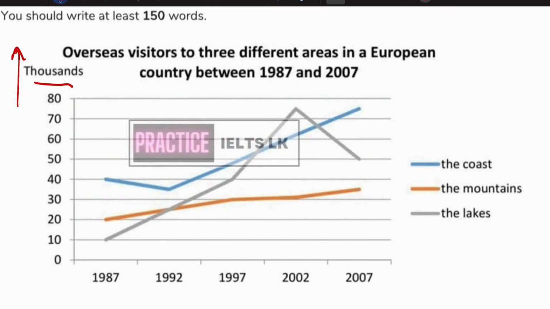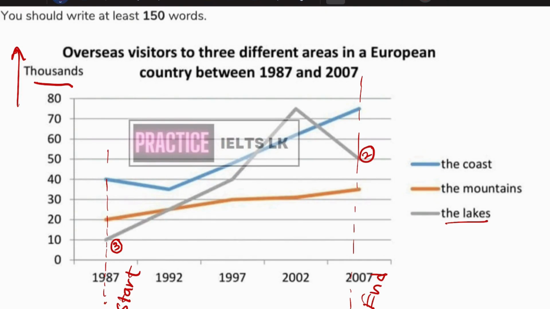Now here in 1987, this is the starting point, and in 2007, this is the ending point or the final year of the observation. Here you can see the starting position and the ending position. Always do it like this. Now this gray one, that means the lake, was the lowest one in 1987, but ultimately in 2007, what happened, that was the second highest.